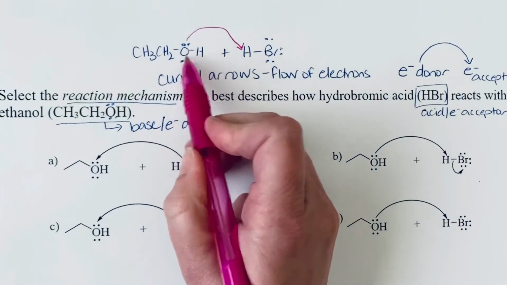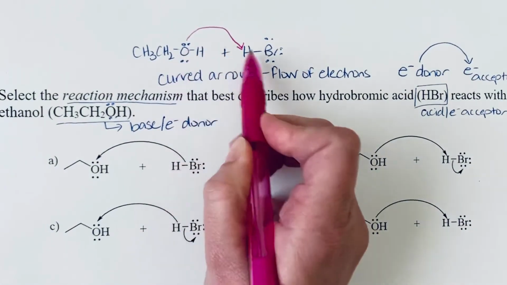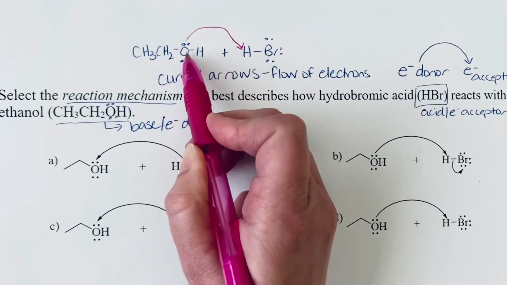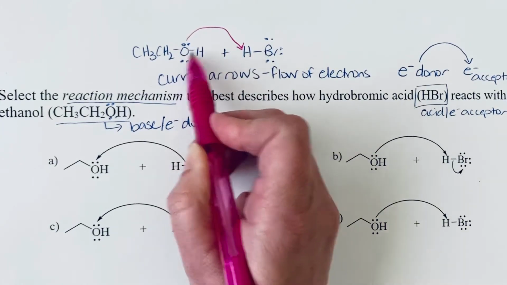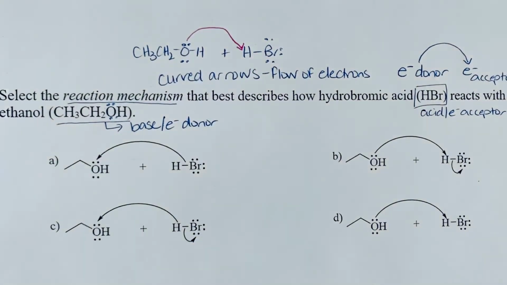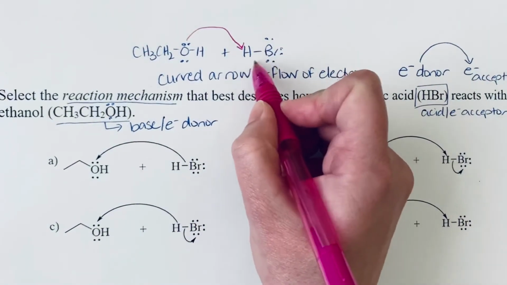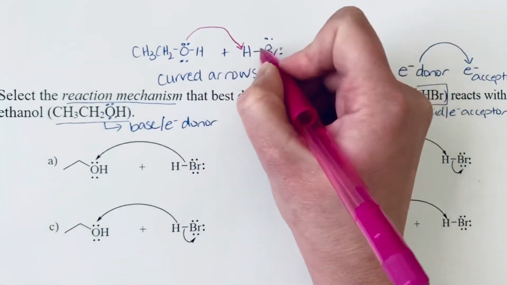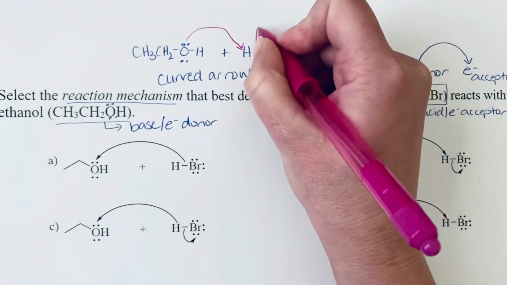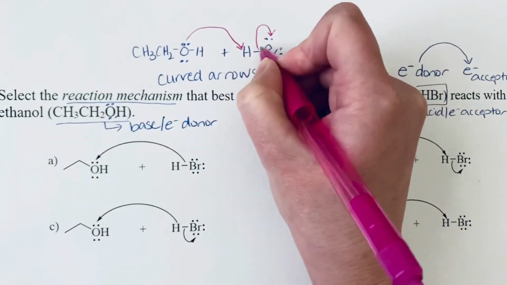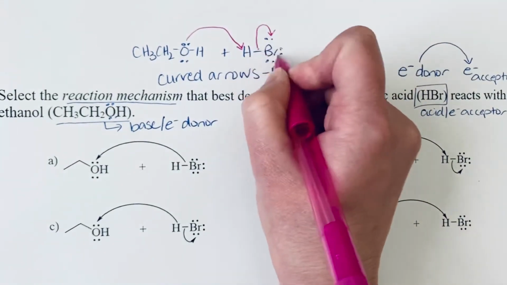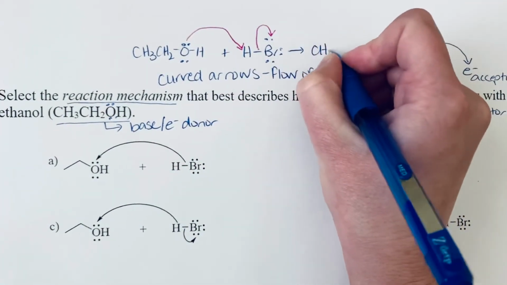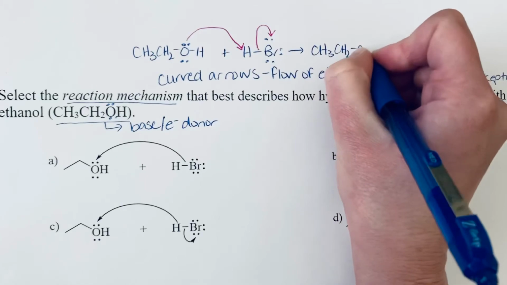So we are forming a new bond from this oxygen to this hydrogen. This lone pair of electrons will no longer be localized on the oxygen. They will be shared as a covalent bond between the hydrogen and the oxygen. And now hydrogen can only have one covalent bond. So when we form this new bond, we need to break the hydrogen-bromine bond. And when we do that, we give the electrons from that bond to the bromine. So we are forming a molecule of protonated ethanol.